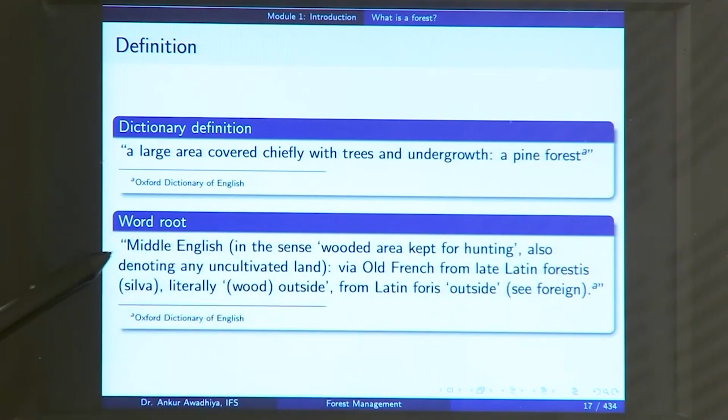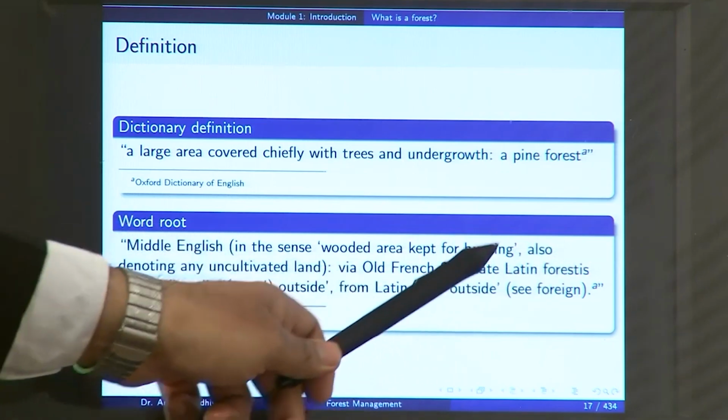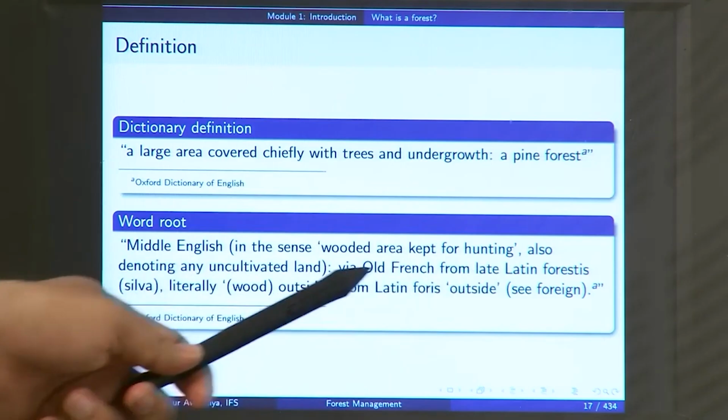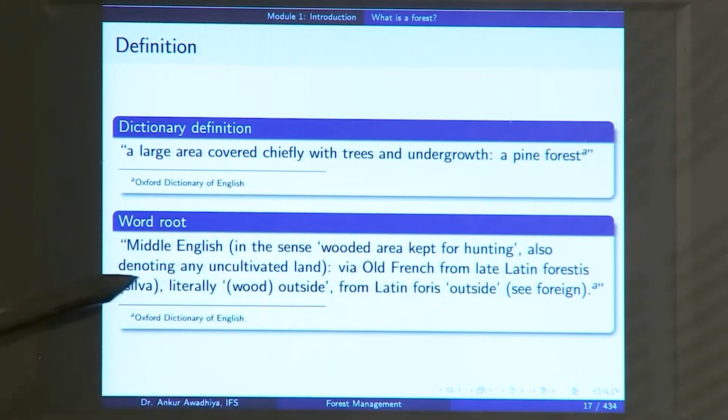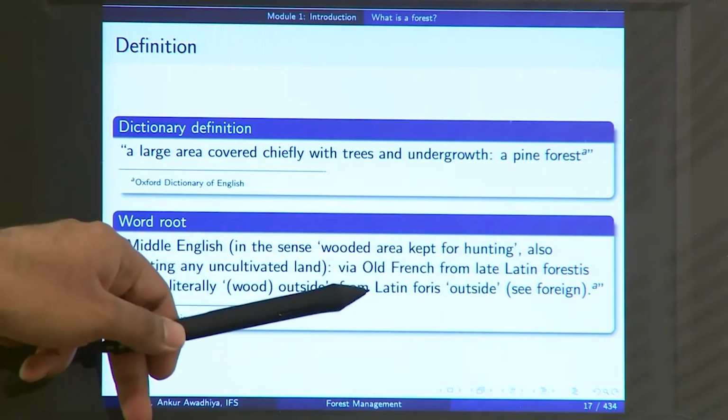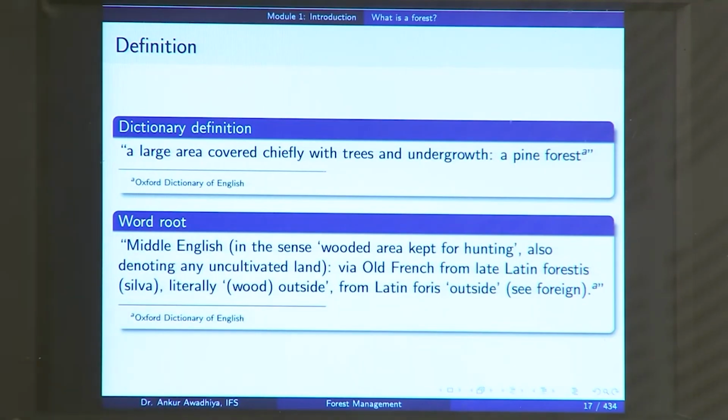So, you have silva, which is wood, and forestis, which means outside in Latin. So, you are talking about a wood that is outside. Outside of what? Outside of your city limits, outside of your village limits. The Latin phrase is emphasizing that you have certain woods that are outside, and this in turn comes from the Latin word foris, which means outside.